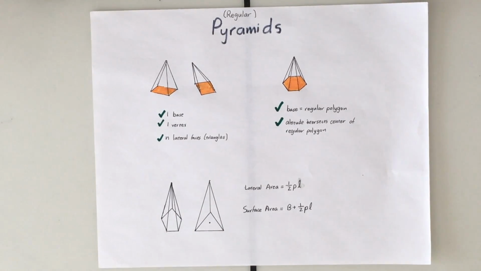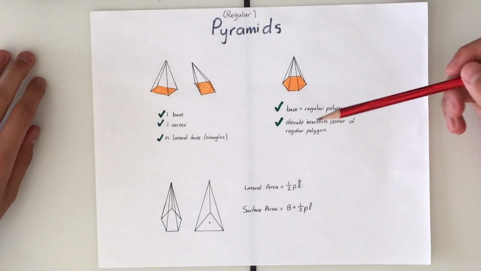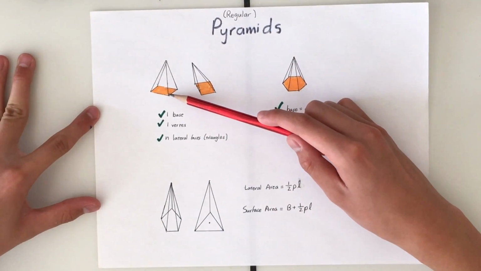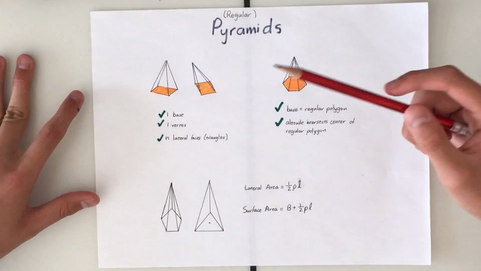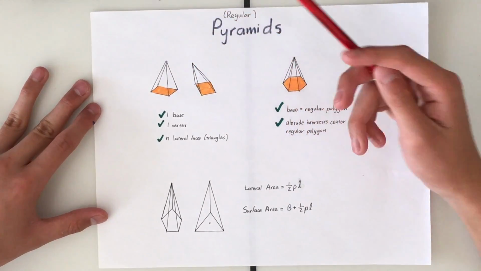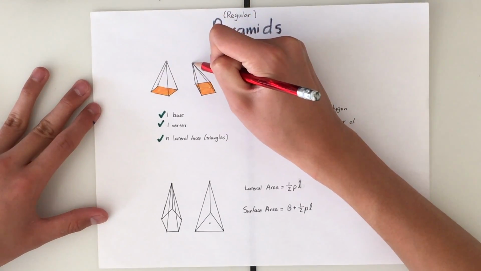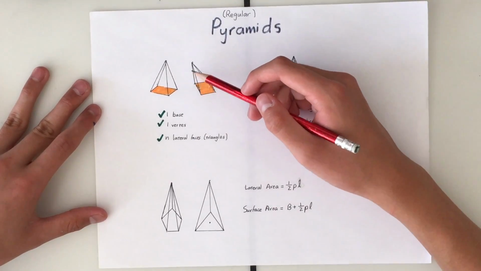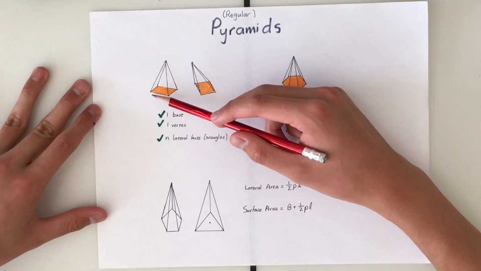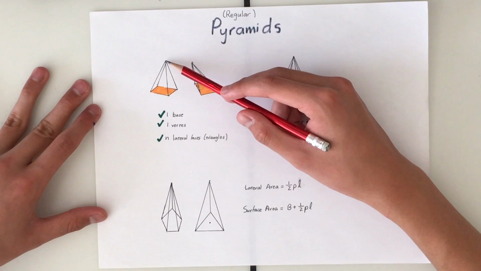So if you didn't know, a pyramid is kind of like a prism in that it has a base. But while a prism has two bases, a pyramid only has one base. This orange shaded in area right here is the base, and it has one vertex. So basically, the second base is only one point, and that point's right there. That point is called the vertex. And n lateral faces connect the edges of the base to the vertex.